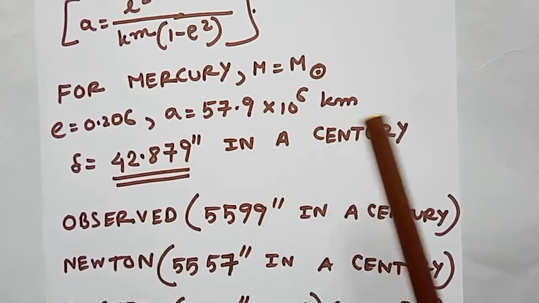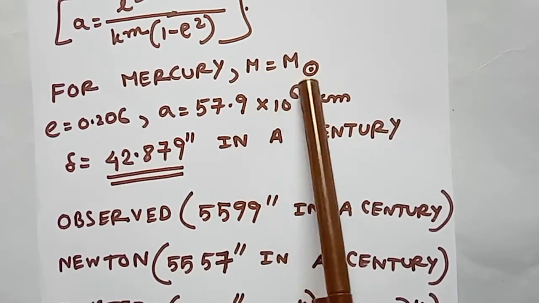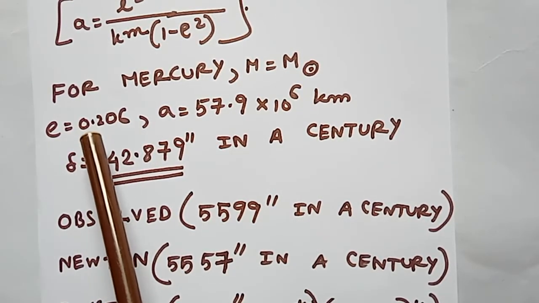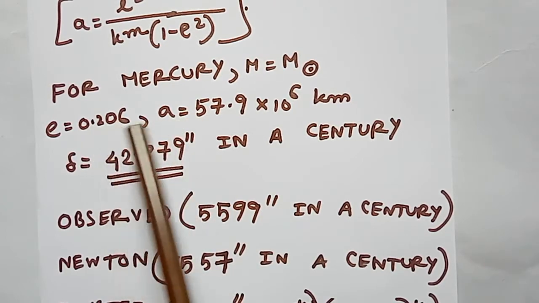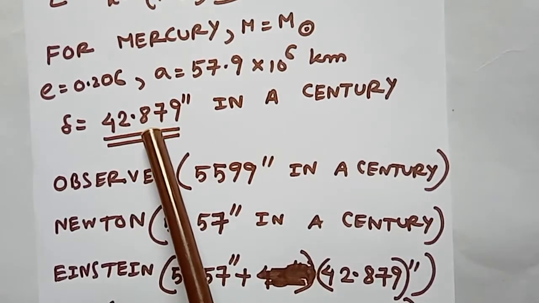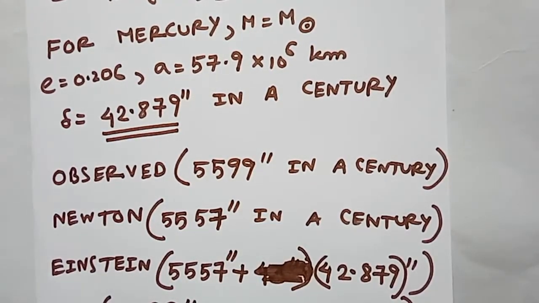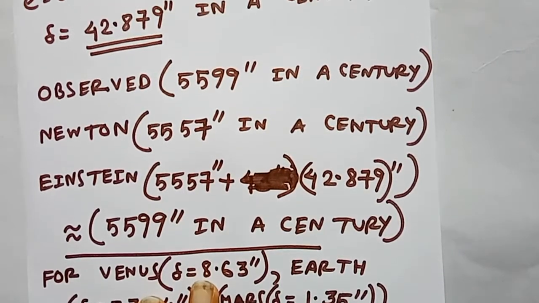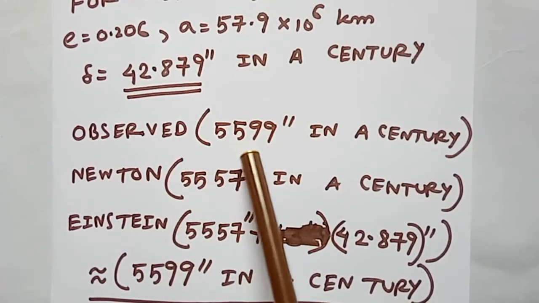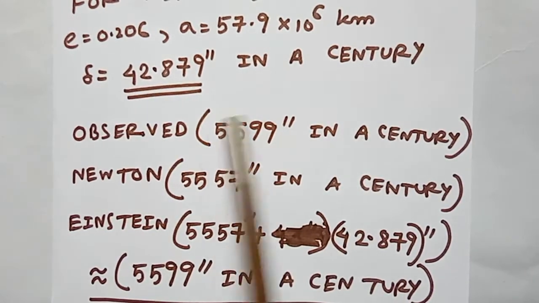Now we have for Mercury, M equal to the mass of the Sun, e is the eccentricity of Mercury, 0.206, and a is 57.86 million km. Then the delta term is approximately 42.879 arcseconds in a century. This is the correction delta. Now the observed value is 5599 arcseconds per century.